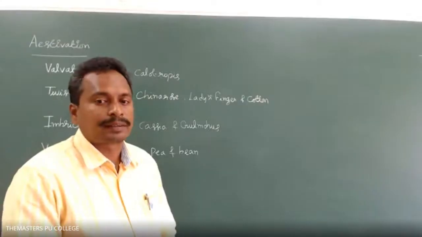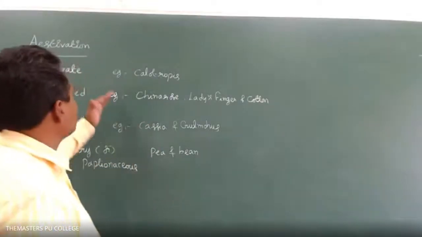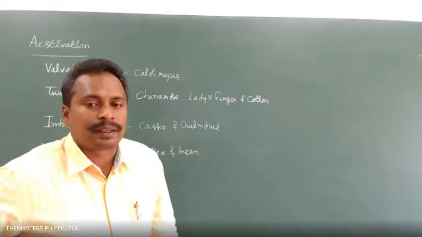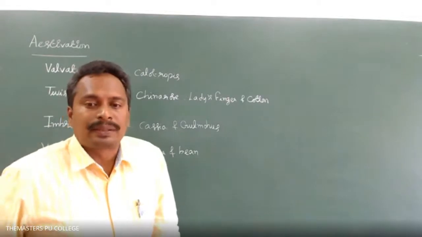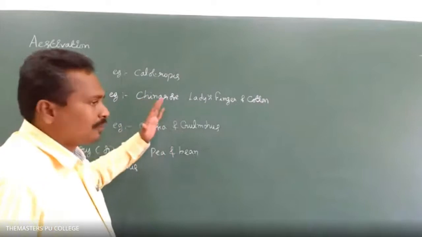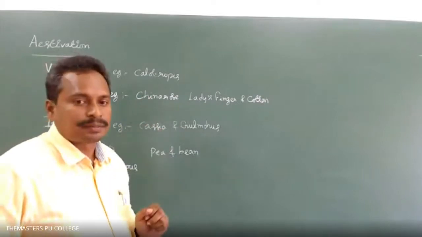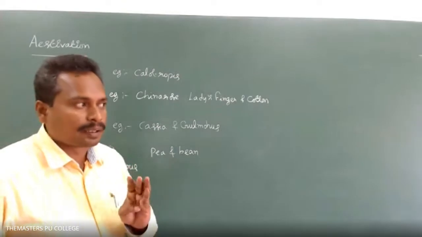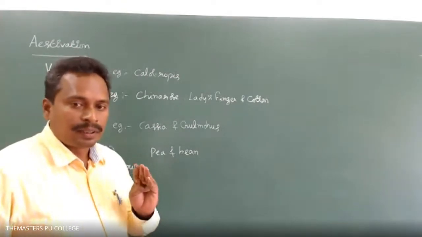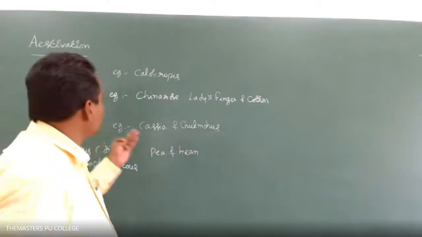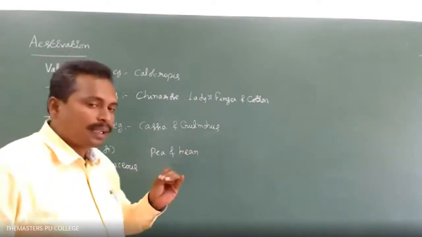So, valvate estivation. What is the example for valvate estivation? Calotropis. Regarding theory, from a subjective point of view, what is estivation, and describe the different types of estivation. Diagrams are also needed. Yesterday, how did we draw the diagrams? Valvate estivation, then twisted estivation.